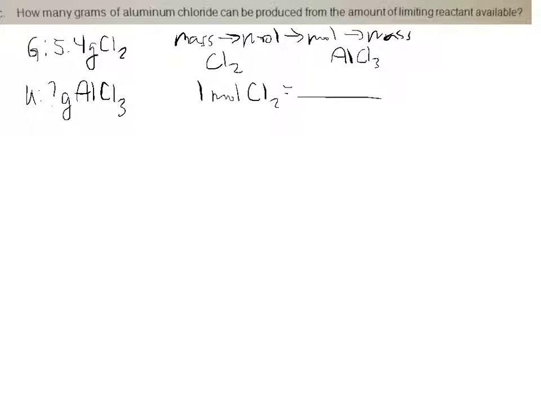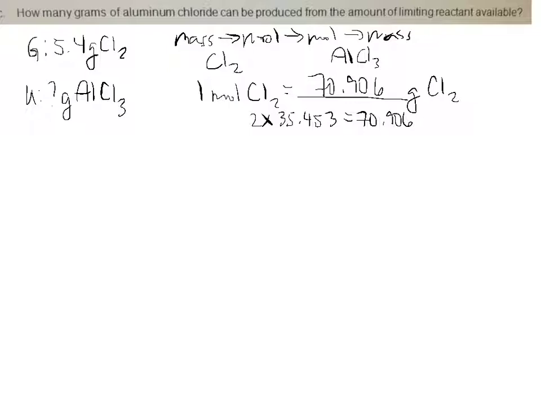So 1 mole of chlorine gas is equal to blank grams of chlorine. We actually already calculated this. You did this just previously to do the limiting reactant. 2 times 35.453, which is 70.906 grams.